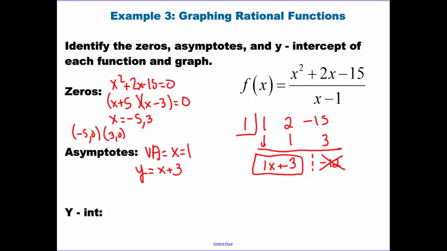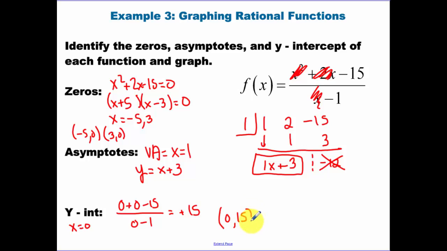For our y-intercept, you make x equal to 0. When you make x equal to 0, you have 0 squared plus 0 times 2 minus 15 all over 0 minus 1. We get positive 15. What I often do for my y-intercept, I cross off any term that has an x in it because that goes away. So I just look at what negative 15 over negative 1 is, which is a positive 15. So I'm going to graph the point (0, 15). I would expect you to be able to find all of this without your calculator.